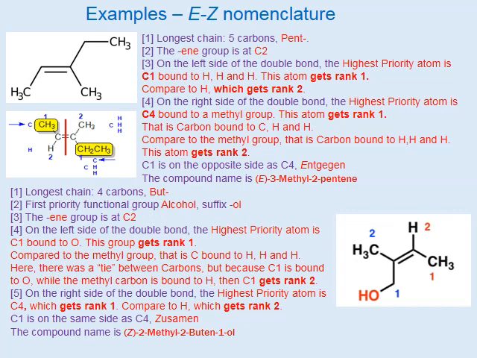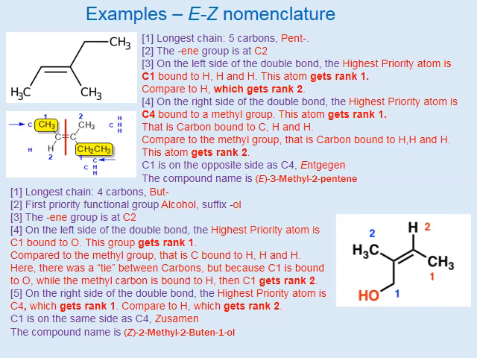Next we have a compound with a 4-carbon parent chain, containing a double bond and a hydroxyl group. The numbering starts from the end closest to the hydroxyl group, because the alcohol functional group has higher priority than the double bond. That is where we get 2-butene-1-ol. On the left side of the double bond, compare carbon to carbon, and we have a tie.